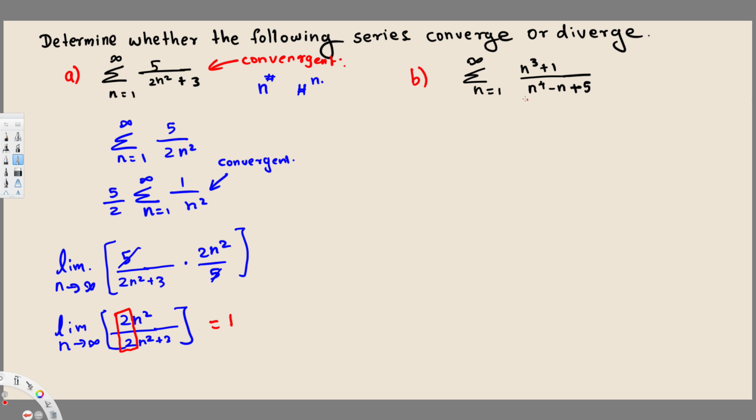Let's look at the second example. Here we have sigma n is equal to 1 to infinity, n cube plus 1 in the numerator, and in the denominator we have n power 4 minus n plus 5. So let's look at the dominant terms. N cube is the dominant term in the numerator and n power 4 is the dominant term in the denominator. So let's take this one separately and see what we get.